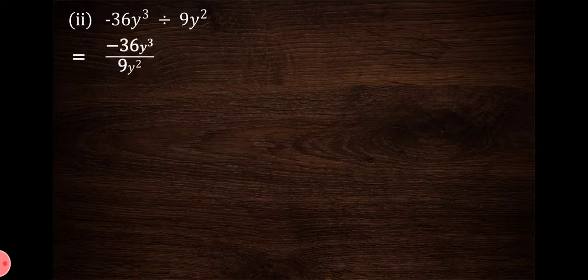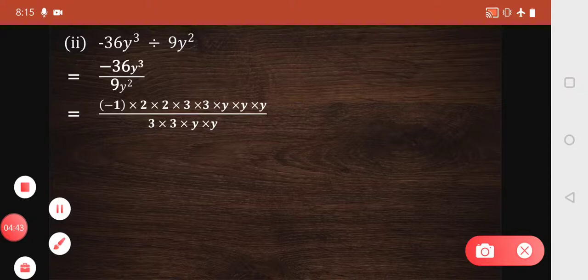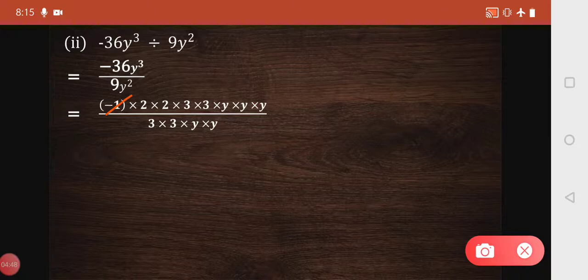Next, question number 2. Minus 36y cube divided by 9y square, that is equal to minus 36y cube upon 9y square. Now, let's factorize numerator and denominator separately, that is equal to minus 1 into 36, that is 4 nines, again factors of 4 are 2 twos, and factors of 9 are 3 threes. So, we will get minus 1 into 2 into 2 into 3 into 3. These are the factors of minus 36.